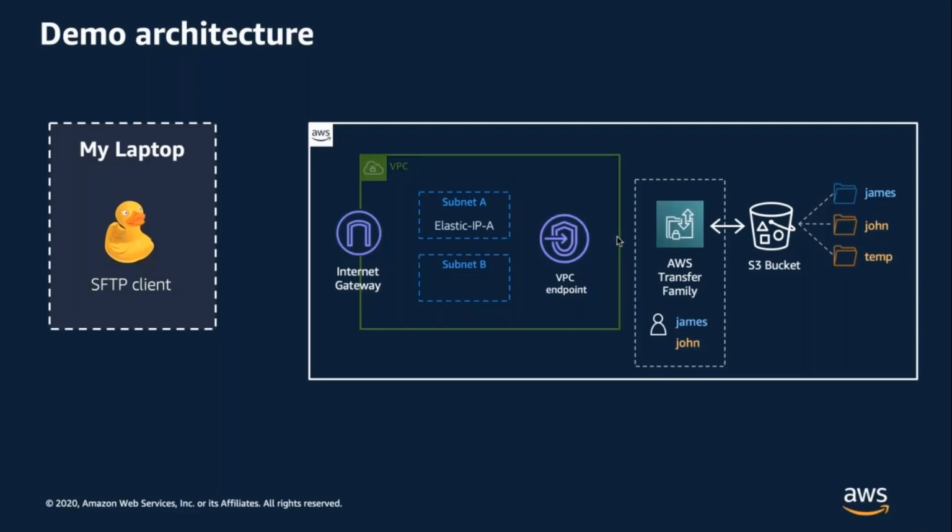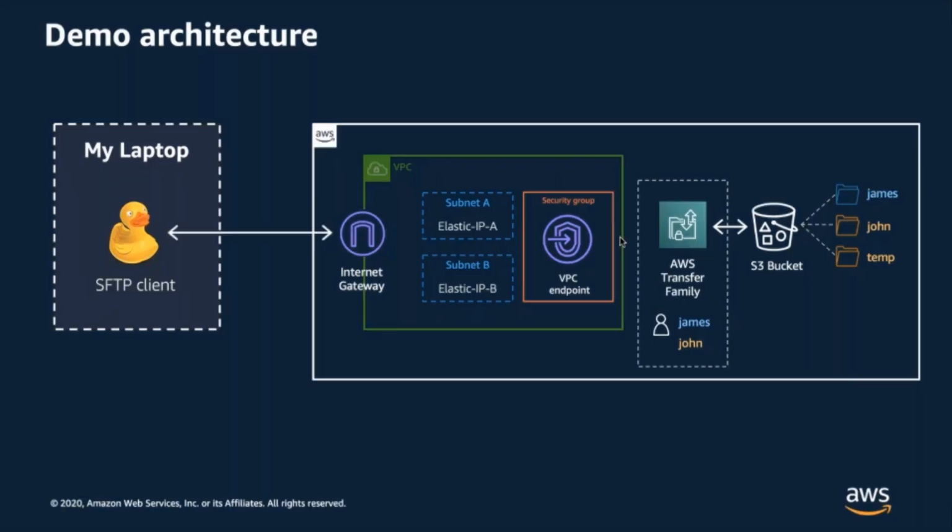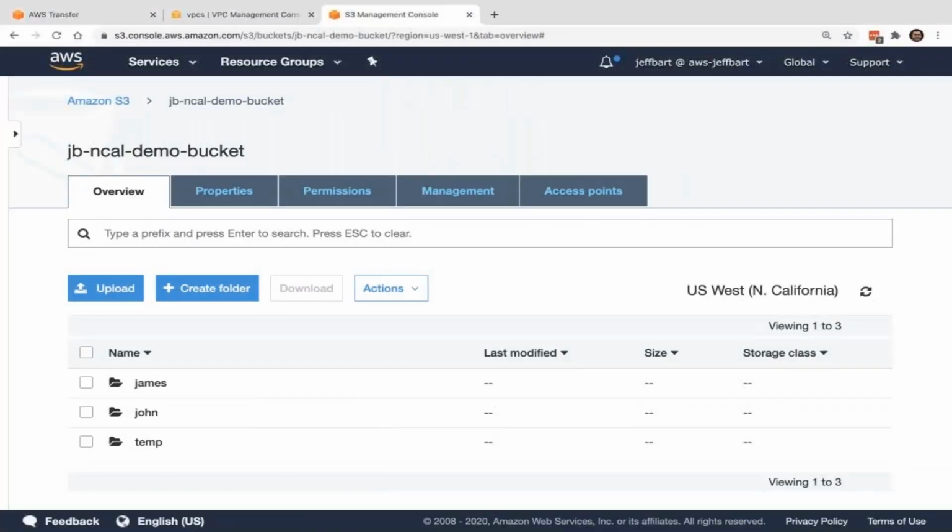And then finally, I'll show you, we'll use elastic IP addresses to access those VPC endpoints. And then I'll show you how you can use a security group to configure access, which clients can access your actual AWS transfer server. So with that, let's go ahead and get going. And I'm going to jump over to my AWS console.